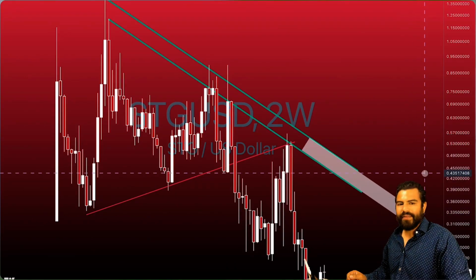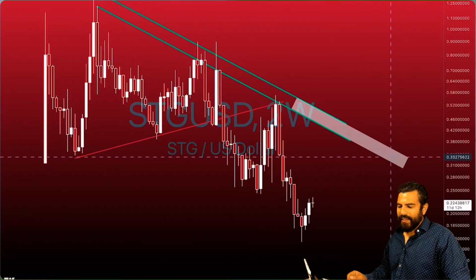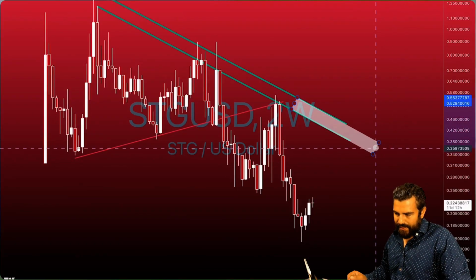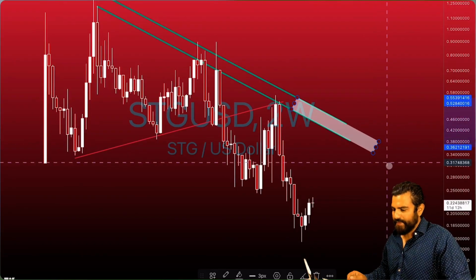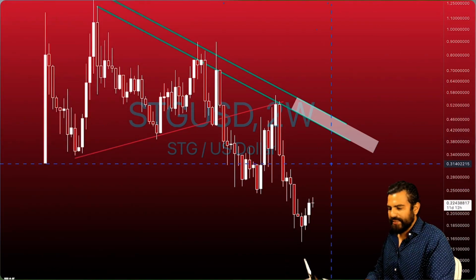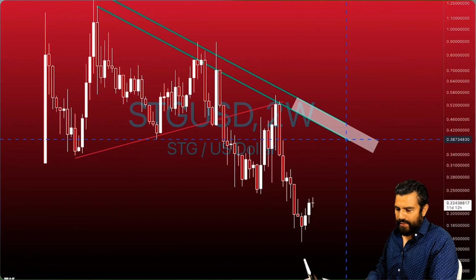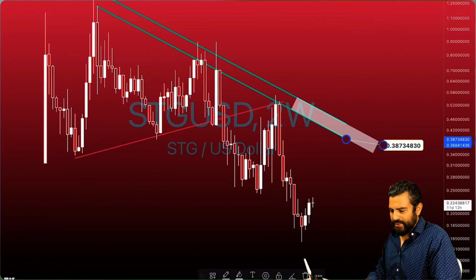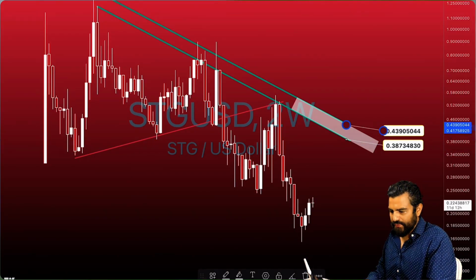Okay, so somewhere about right there. I'm going to be looking at that range, and then let me slow it down. I'll put some prices on here for this resistance. This is going to be probably an important resistance: 38 cents to 43 cents.